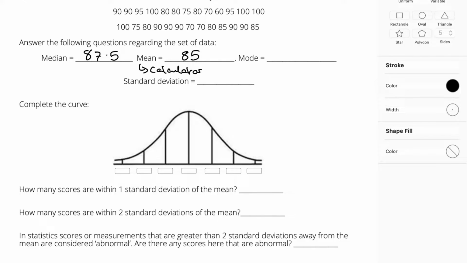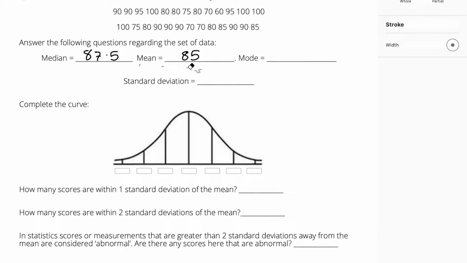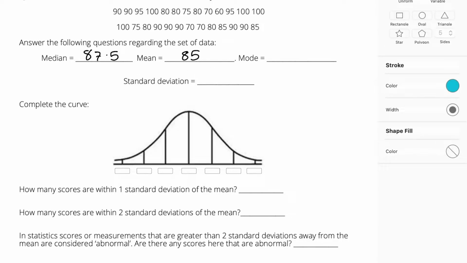The mode, if you remember, the mode is the most common. So what is the most common? Which one appears the most? And if we take a look, we will see that the number 90 appears 1, 2, 3, 4, 5, 6, 7 times out of the 26. So 90 is our mode.